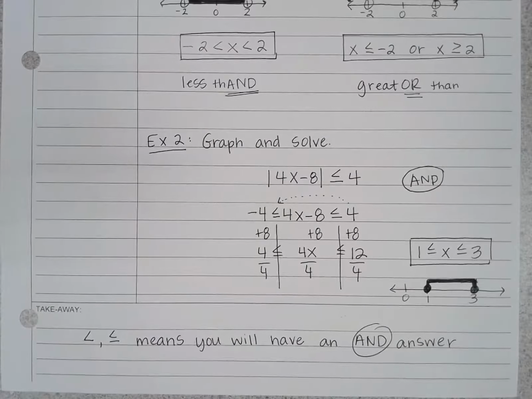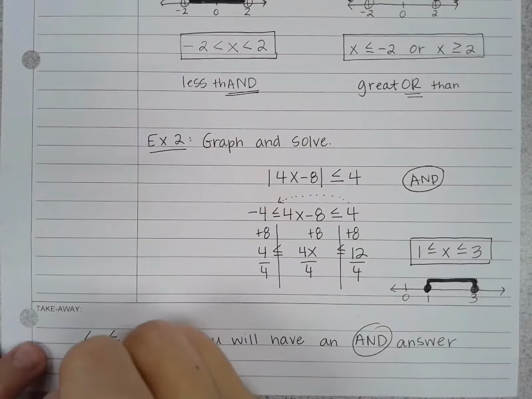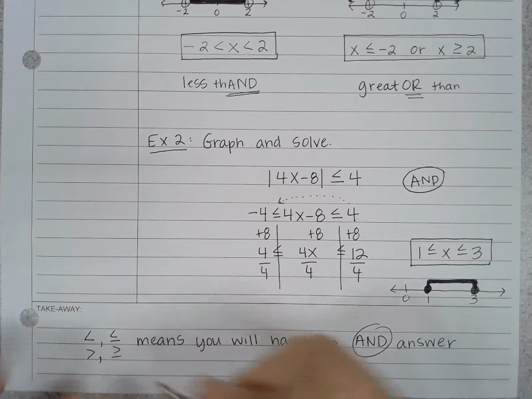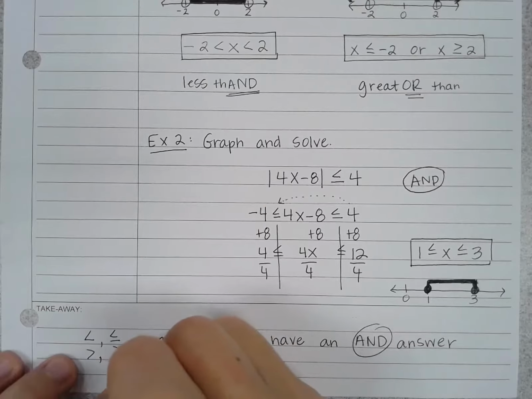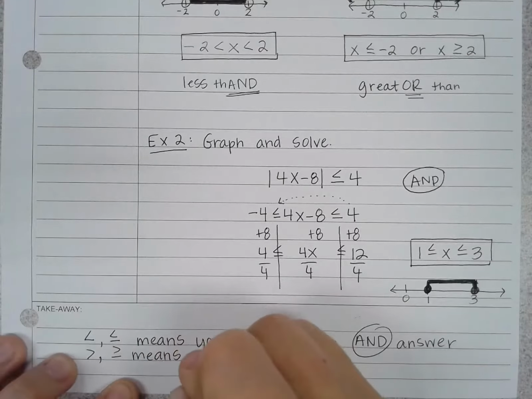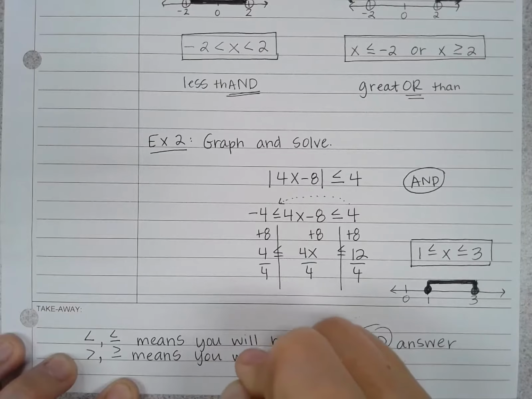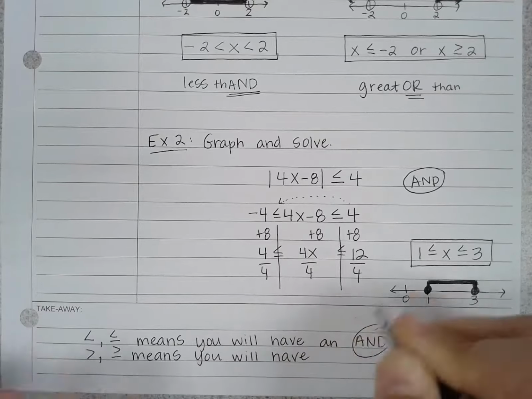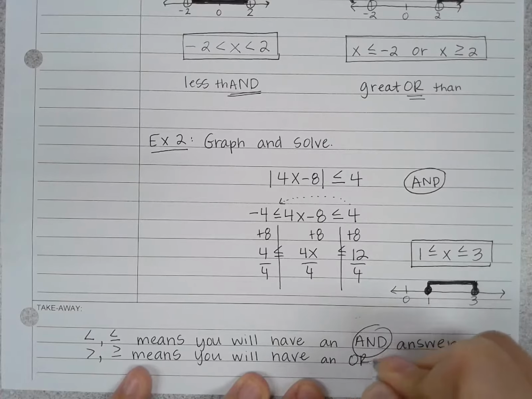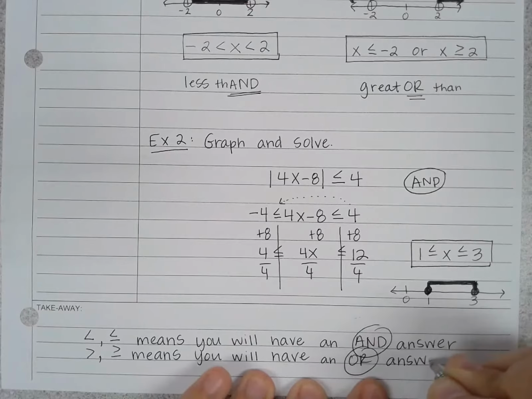So if you see less than, or less than or equal to, that means that it needs to be within a certain amount from 0. So that means it's going to be an and answer. And then alternatively, if you see a greater than, or a greater than or equal to symbol, that means you will have an or answer.